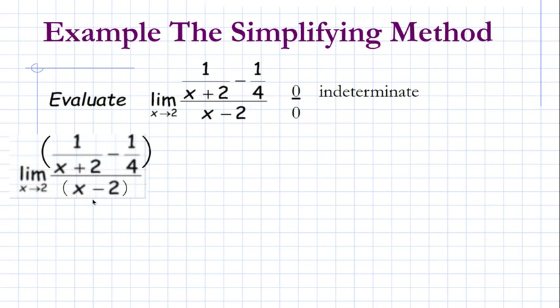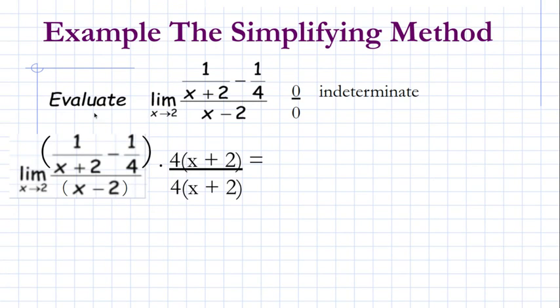All right, so here's our original limit that we started with, and we're going to multiply the top and bottom by the LCD, which would be 4 times the quantity x plus 2. Make sure you put the parentheses in. So on the top, we have to distribute the 4 times x plus 2 to both terms on top. And on the bottom, we're just going to keep everything in factored form.